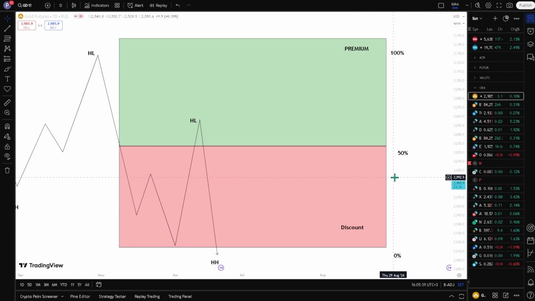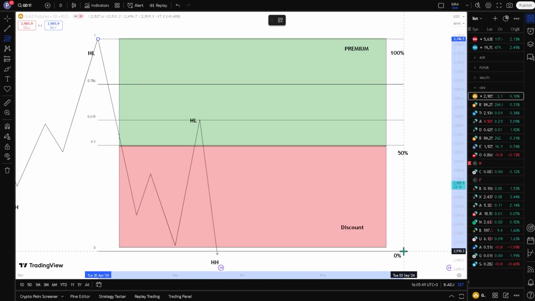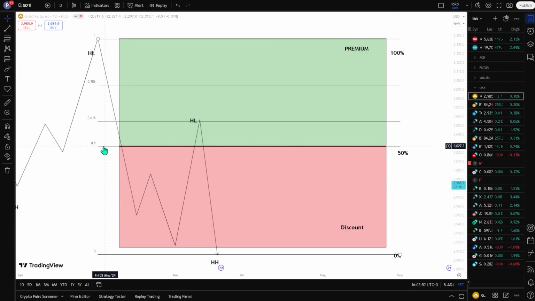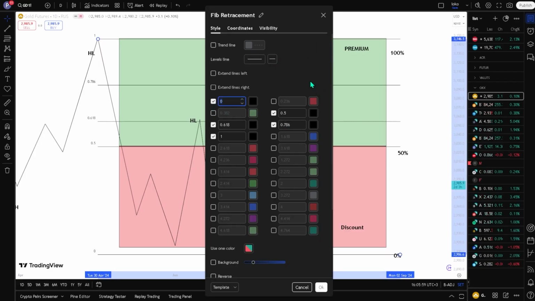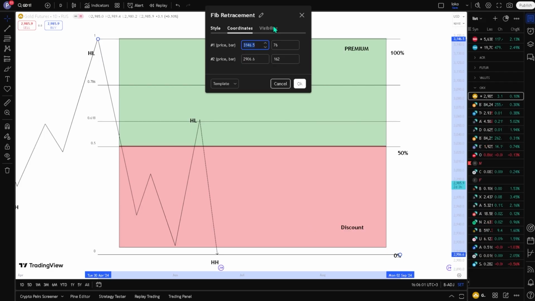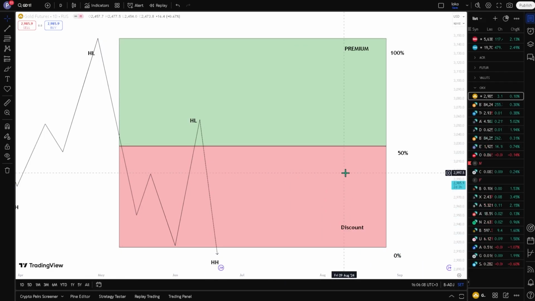It's defined by the Fibonacci grid, and to define it correctly, if you have a downtrend movement, you need to take a Fibonacci grid and place it from the highest point to the lowest. And of course you need to do the settings of the Fibonacci grid like me. You can double click on it and set the settings like that. After that you can define premium and discount.